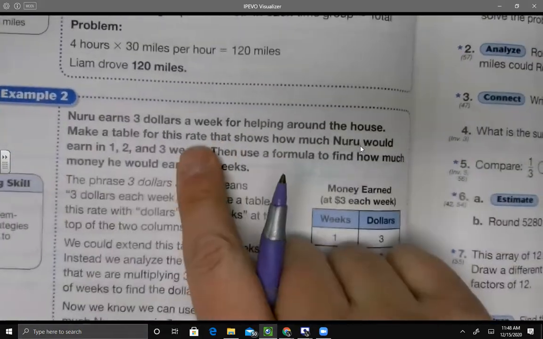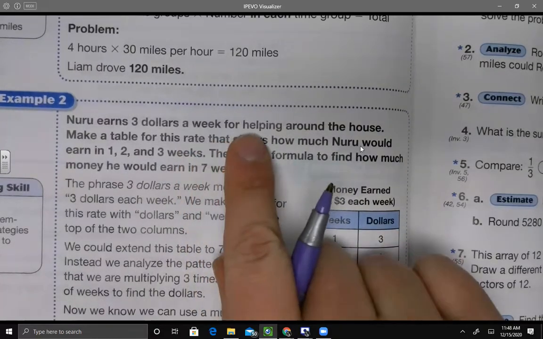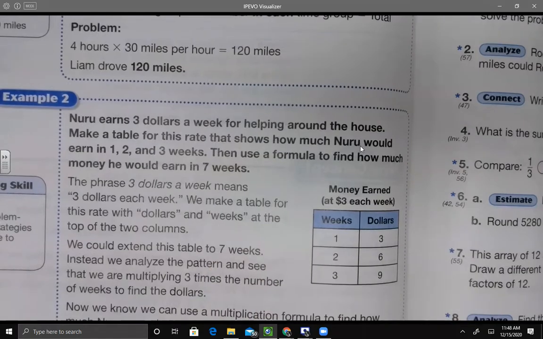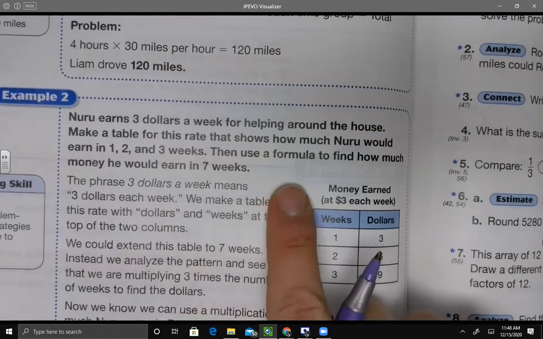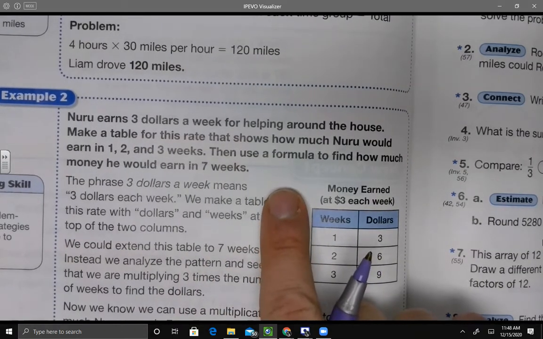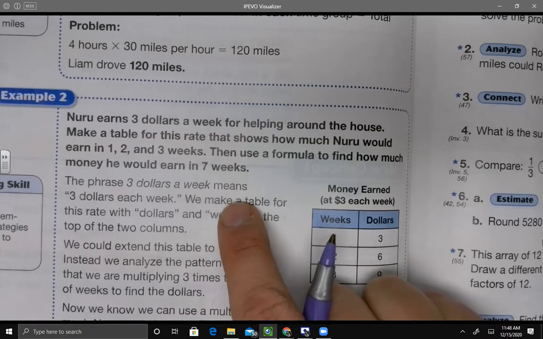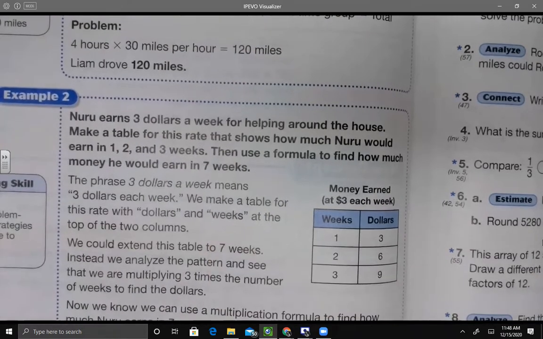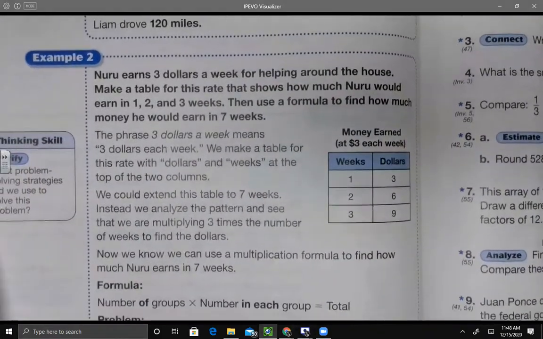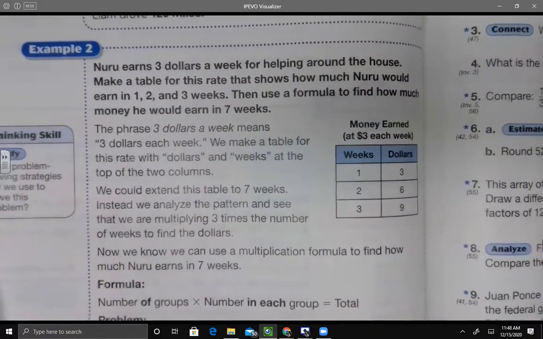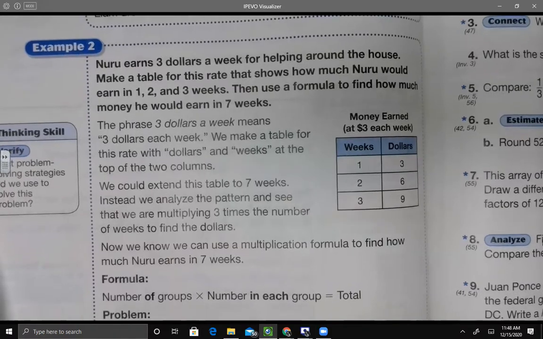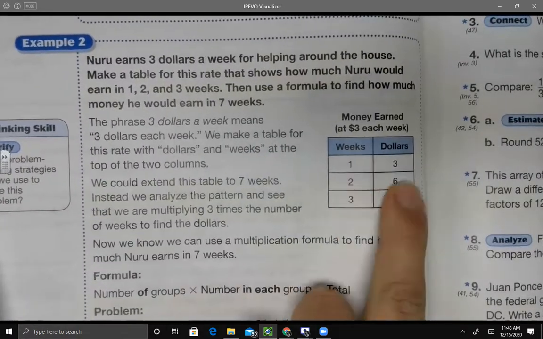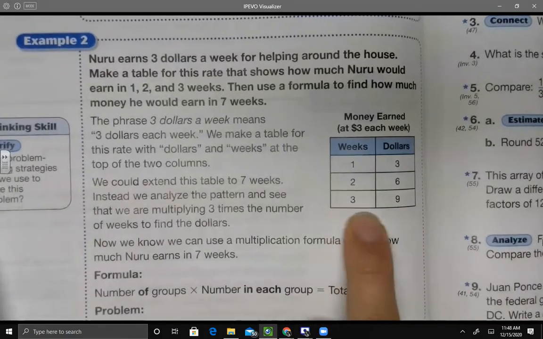All right, here's another example. Nuru earns $3 a week for helping around the house. Make a table for the rate that shows how much Nuru would earn in 1, 2, and 3 weeks. Then use a formula to find how much money he would earn in 7 weeks. The phrase, $3 a week, means $3 each week. Make a table for the rate with dollars and weeks. The top of the 2 columns, we could extend the table to 7 weeks. Instead, in this situation, we're going to analyze the pattern and see we are multiplying the number times 3.